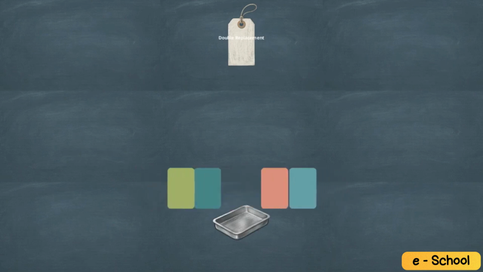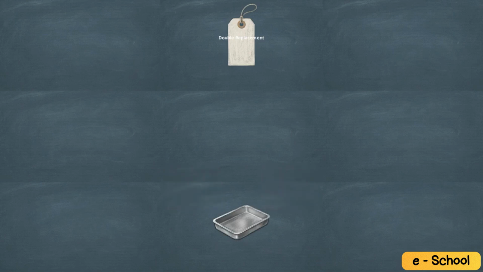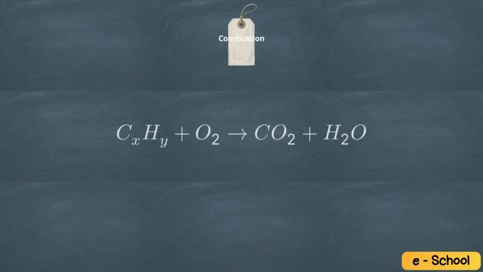A double replacement reaction involves an exchange of ions, where 2 paired compounds swap partners to form 2 new products. Neutralization is a specific type of double replacement, where an acid and a base react to produce a salt and water. Combustion reactions are defined by a hydrocarbon reacting with oxygen to produce carbon dioxide and water.